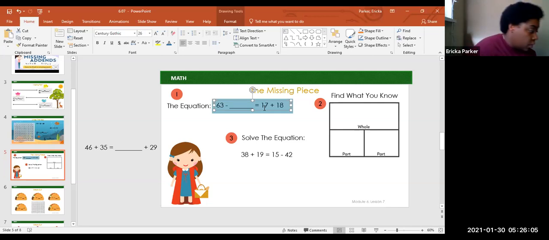Okay. So right now, we are looking at, okay, well, this problem is a little bit different because when you do part, whole, those two parts need to equal a bigger number, okay? So this one is a what? A tricky one, okay?